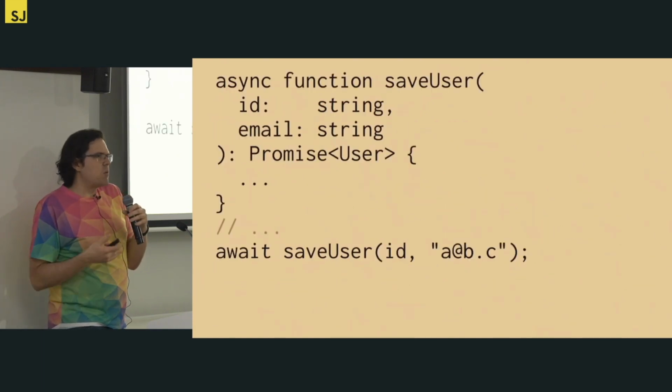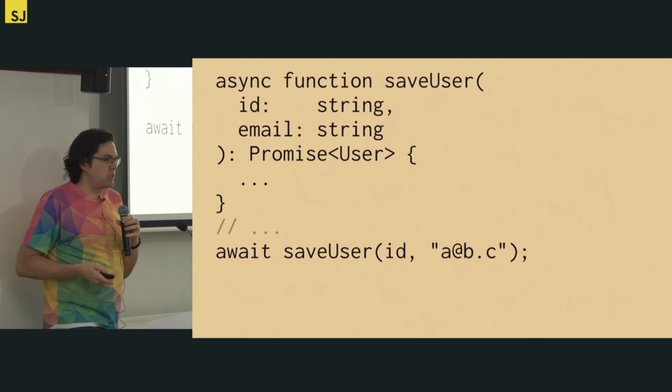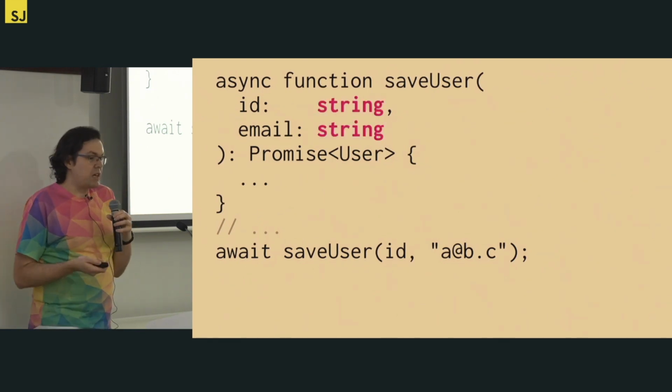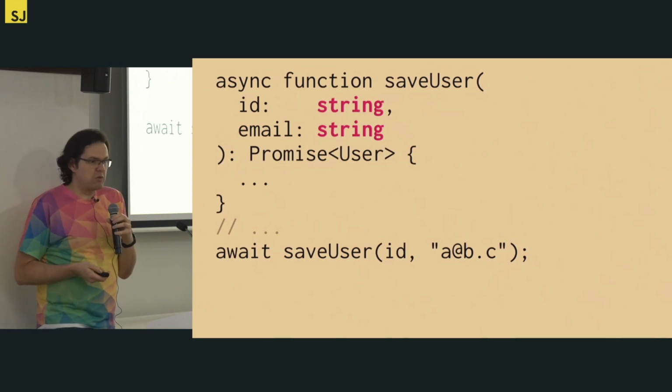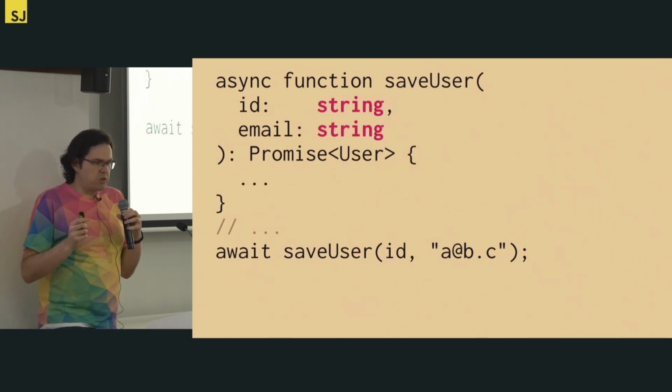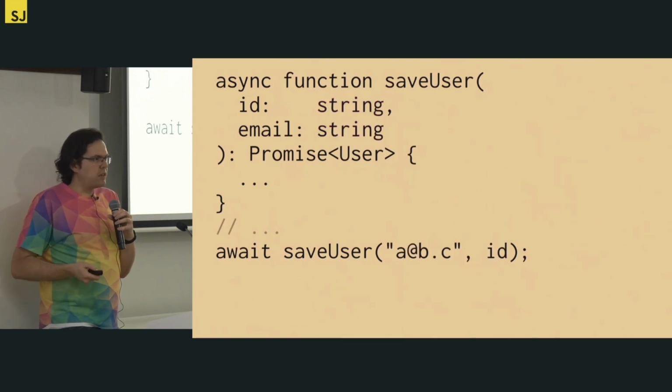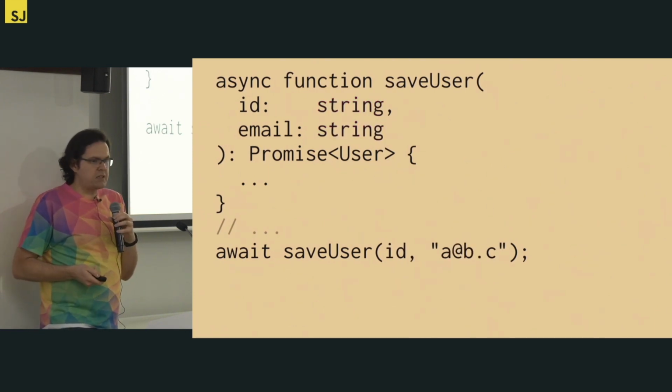Or at least do something so you can't accidentally get the order of things wrong, as we'll see in a minute. For example, we've got saveUser, which takes an ID, which is a string, and an email, which is a string, and returns the promise of a new user. The thing is, you can very easily mess this up.